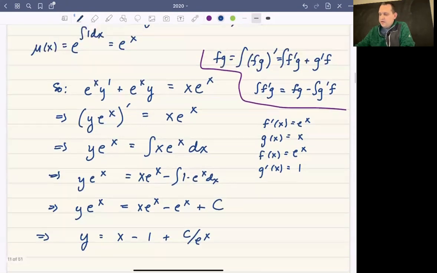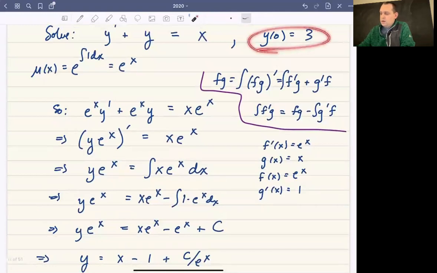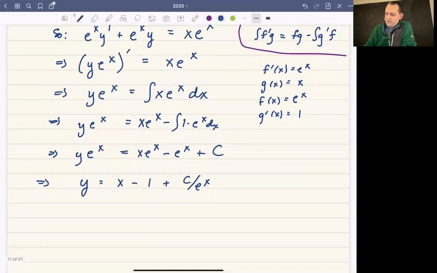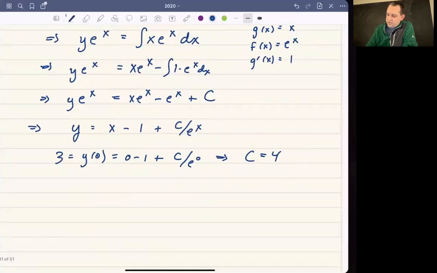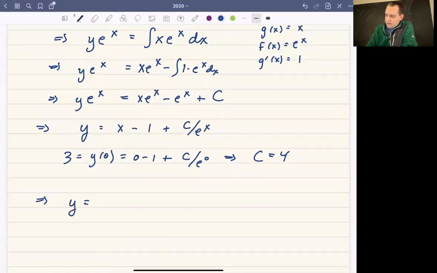And then we had our initial value that y of 0 was 3. That means that when x is 0, y is 3. So 3 is y of 0 on the one hand. On the other hand, if we plug in 0 for x, we end up with 0 minus 1 plus c over e to the 0. So that means that c is going to be 4. And therefore, our solution is y equals x minus 1 plus 4 over e to the x. So that's our one and only solution to the initial value problem.